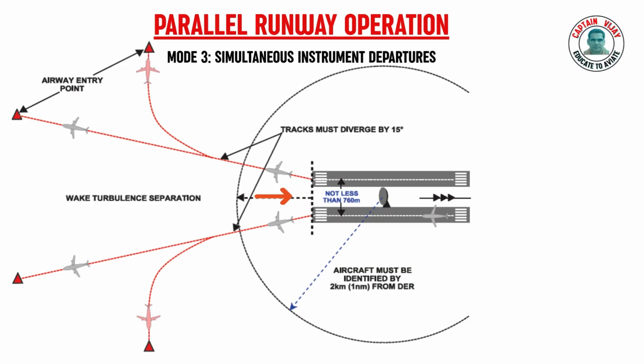This operation is known as mode 3 independent parallel departure. It involves simultaneous departure for aircraft departing in the same direction from parallel runways. All departing traffic must be identified by radar at a distance of not more than 1 nautical mile from the dead end of the runway. All departure tracks must diverge by a minimum of 15 degrees immediately after takeoff.